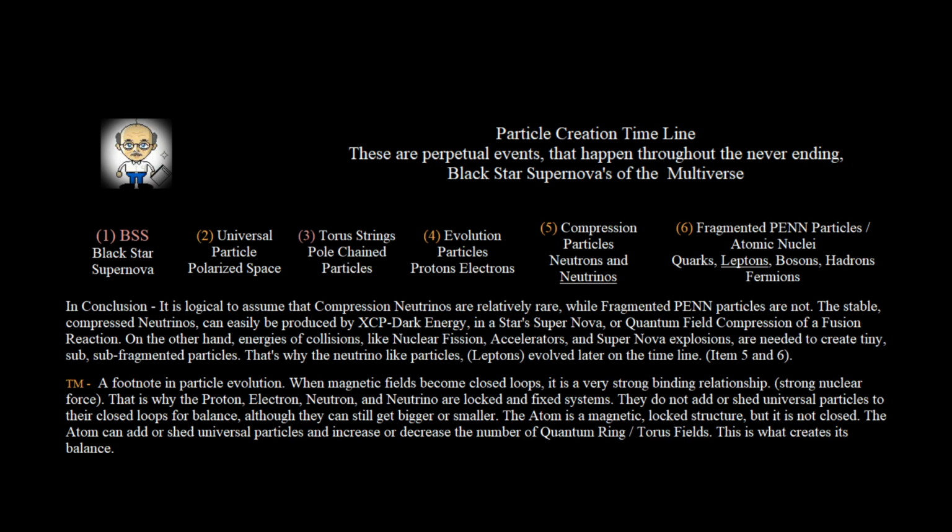Item 5 and 6. TMA footnote in particle evolution. When magnetic fields become closed loops, it is a very strong binding relationship. Strong nuclear force. That is why the proton, electron, neutron, and neutrino are locked and fixed systems. They do not add or shed universal particles to their closed loops for balance, although they can still get bigger or smaller. The atom is a magnetic, locked structure, but it is not closed. The atom can add or shed universal particles and increase or decrease the number of quantum ring, torus fields. This is what creates its balance.